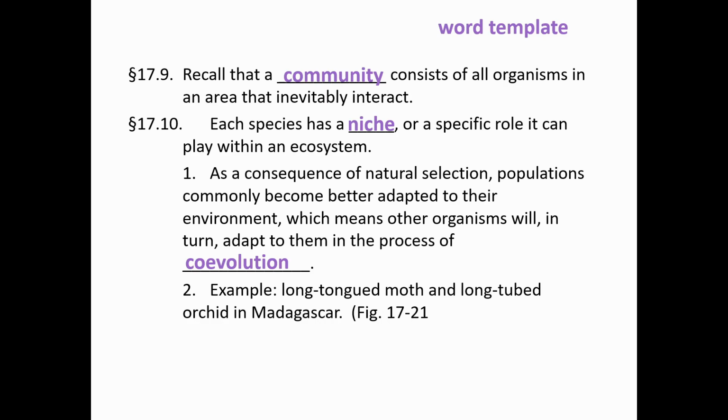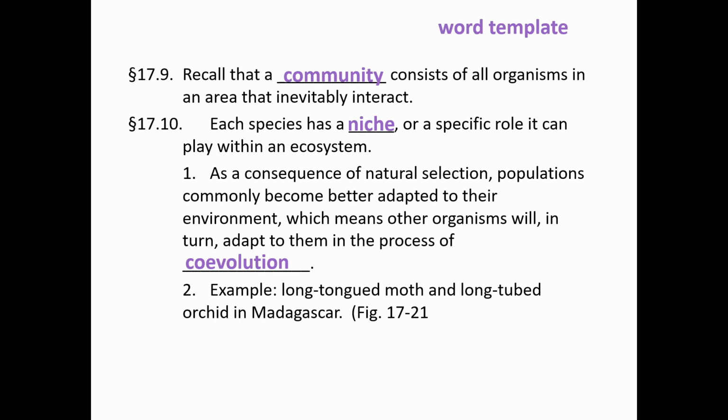So for example, if being fast gets you away from a predator, then the fast prey will survive, but that also means that the predators have to get faster too. And so they're going to co-evolve with those prey members. Or if the prey camouflages, then predators may evolve to be able to detect that camouflage better.